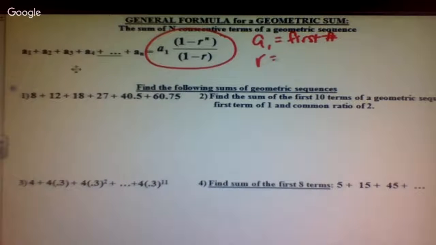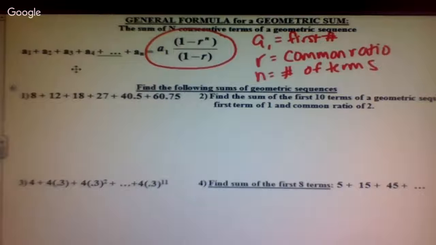R is still your common ratio. What am I multiplying by? Remember, you can always find that by taking any number and dividing by the number that comes before it. N represents your number of terms.